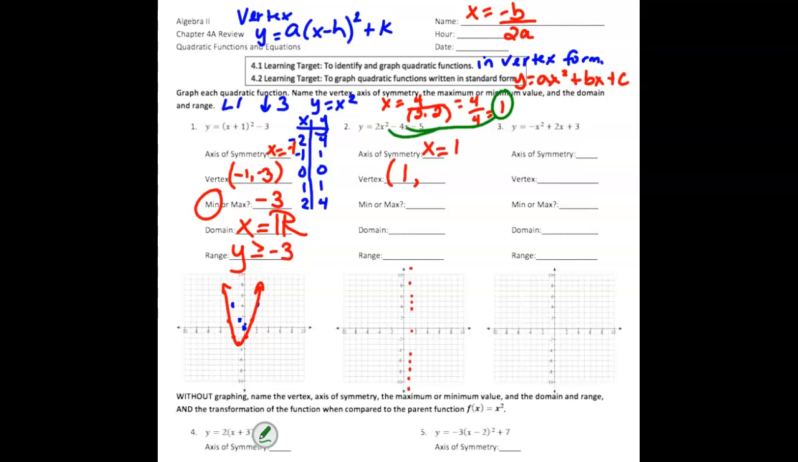So we're going to take this 1 that we got and plug it into our x pieces. So we have 2x squared, so 2 times 1 squared, minus 4 times 1 minus 5. 1 squared is 1, times 2 is 2. Negative 4 times 1 is negative 4. So we have 2 minus 4, which is negative 2. Subtracting another 5 puts us at negative 7. So my vertex is going to be at positive 1, negative 7.